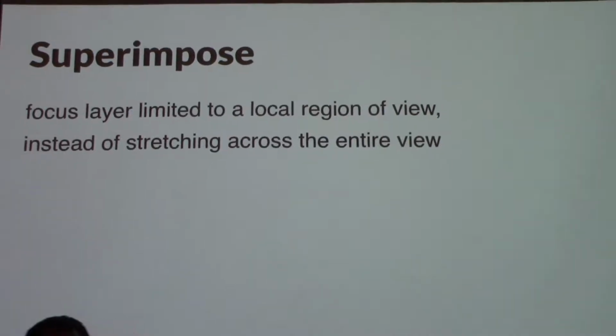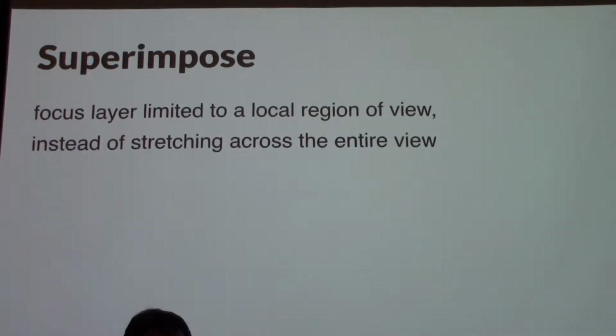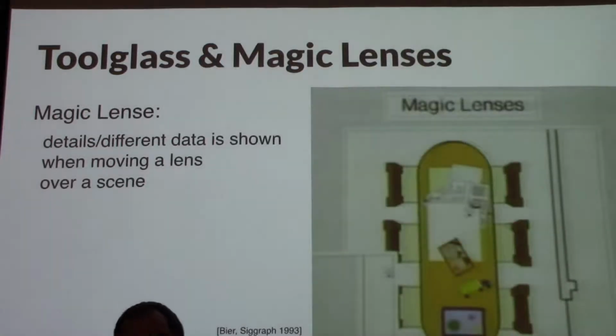Okay, the next concept in focus and context is superimposition. So you have one focus layer that is limited to a local region of a view, instead of stretching across the entire view. The typical example for that is a very historically interesting technique, which is called magic lenses. The video that I'll show you in a second is from a 1993 video on ToolGlass and magic lenses. ToolGlass is a cool tool, but this is more interesting for HCI. Magic lenses is about visualization.